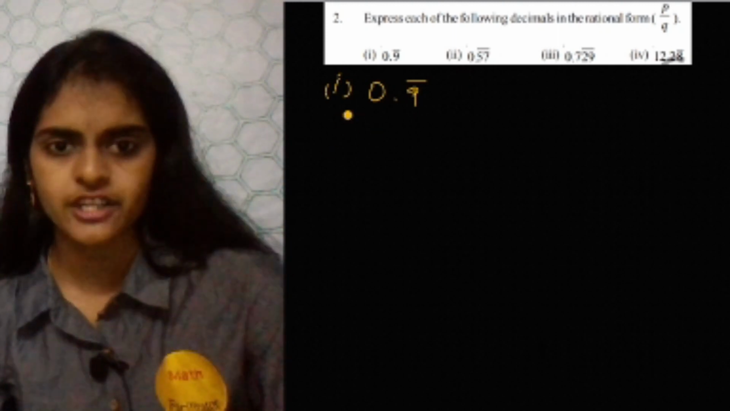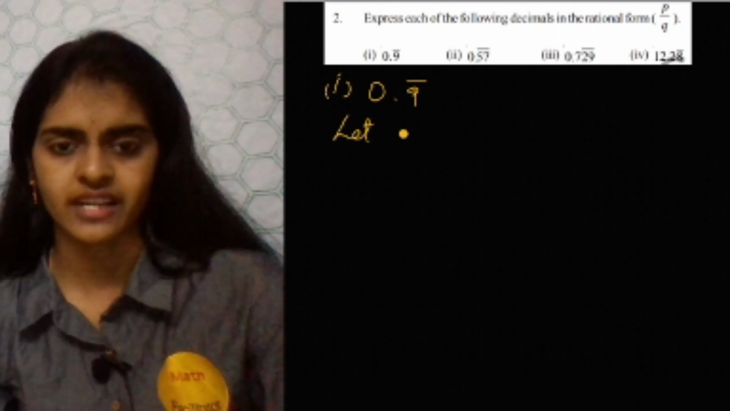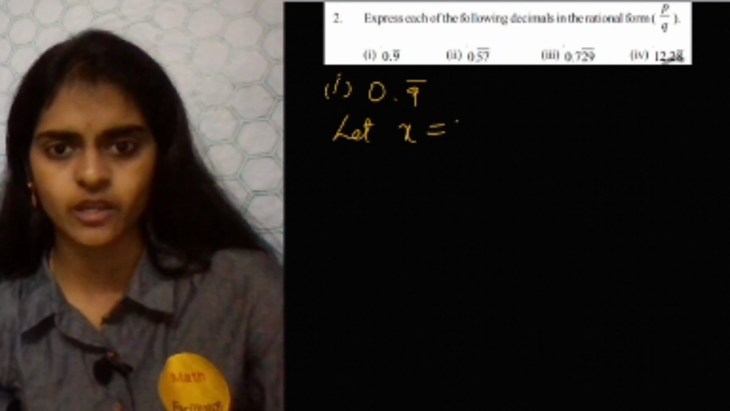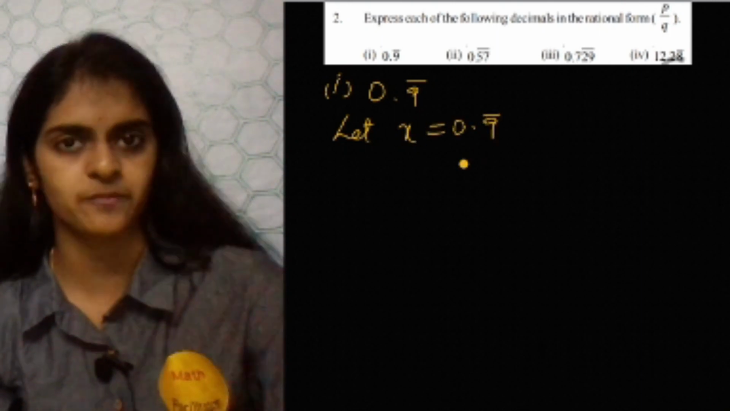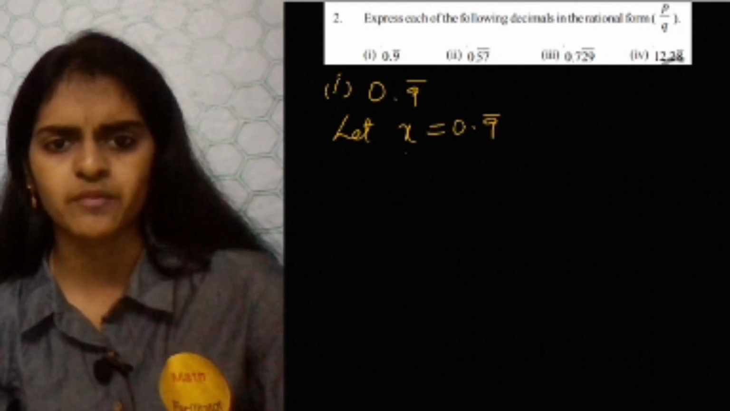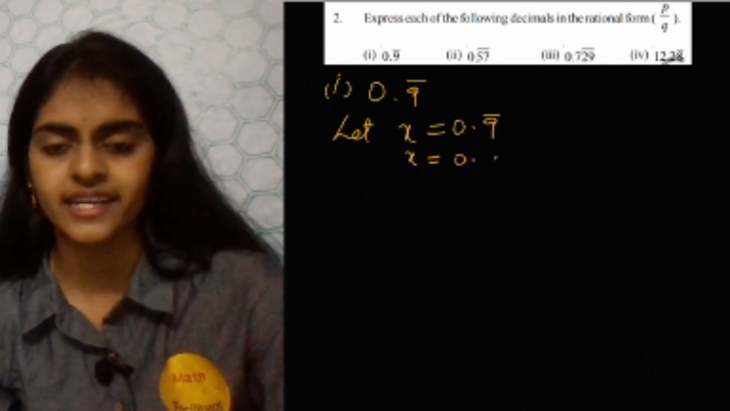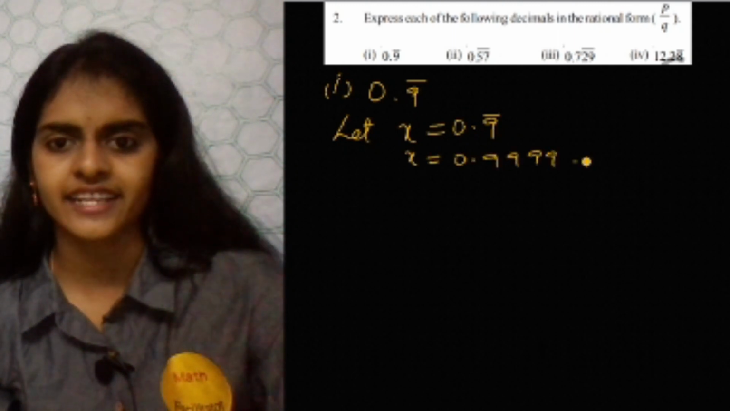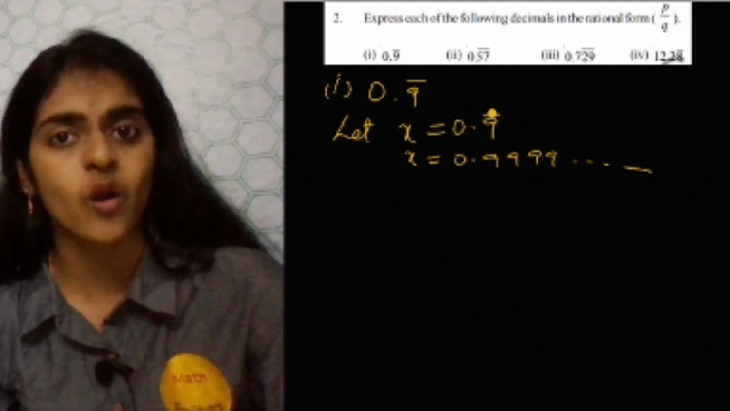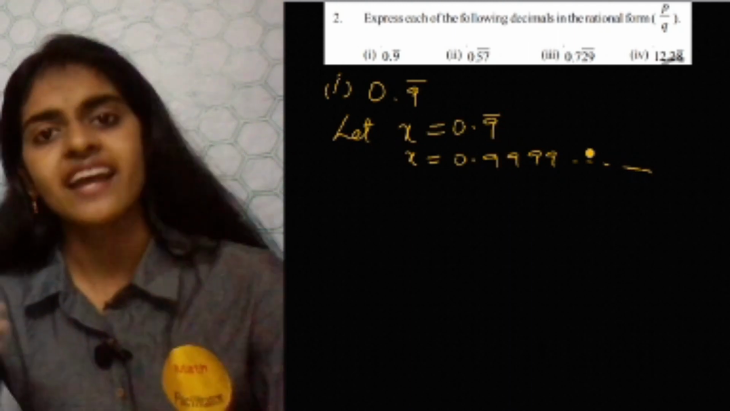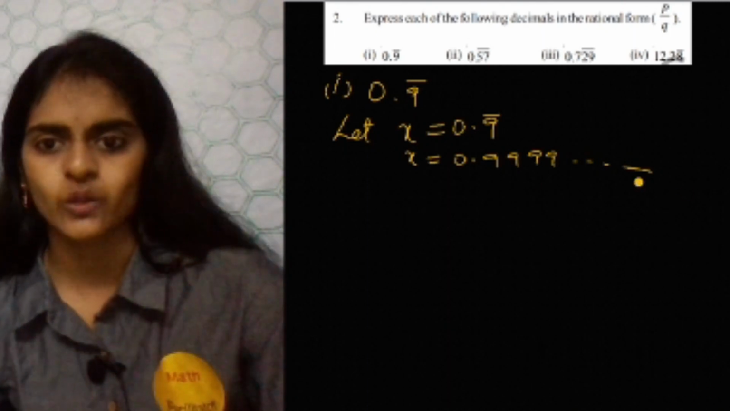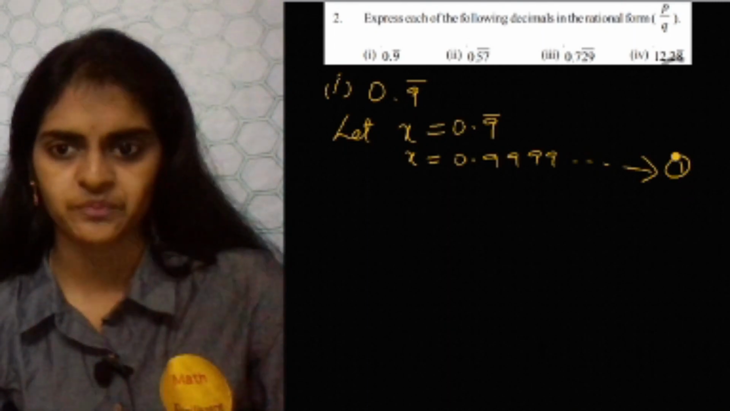Okay, so let us see. Firstly, you will take the given question as x. Let x is equal to 0.9 bar. Now what is 0.9 bar? It is nothing but 0.9999 and so on. You have a bar on 9, which means this 9 is repeating. Clear? So let this be equation 1.